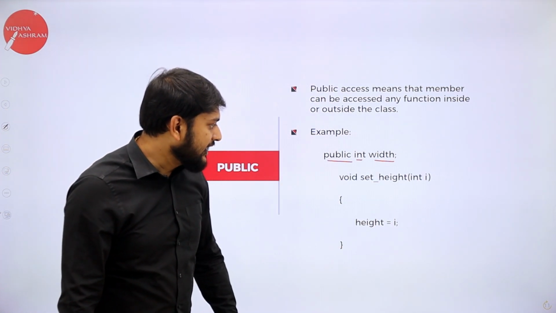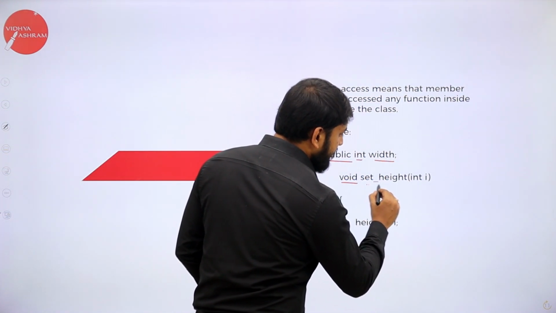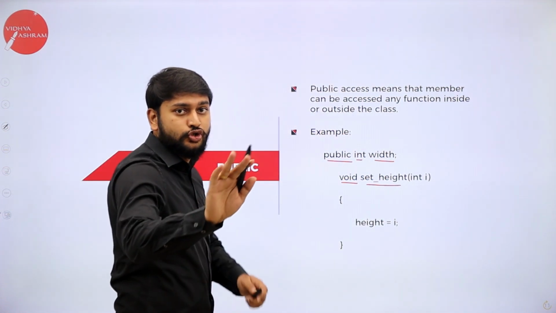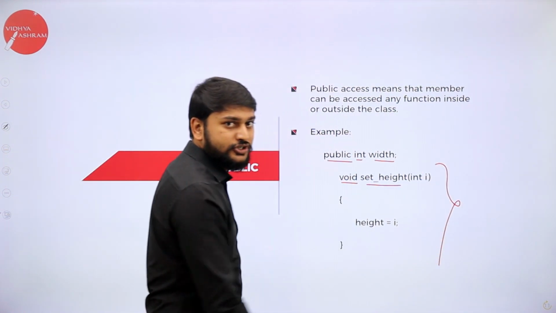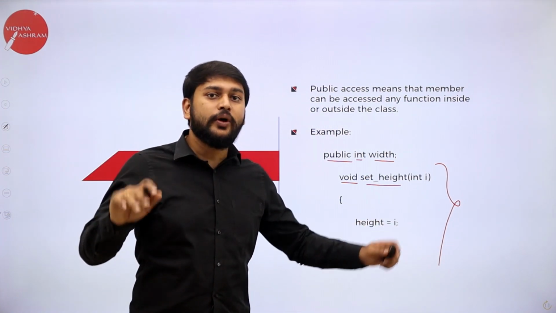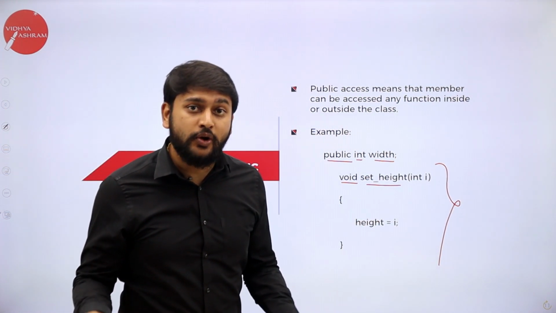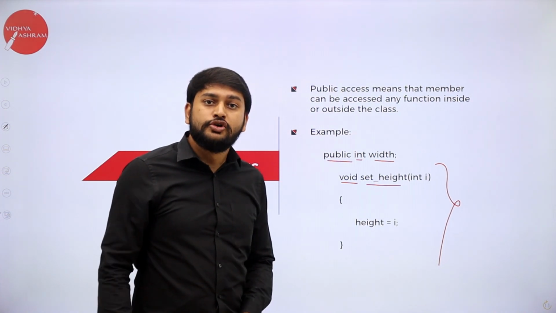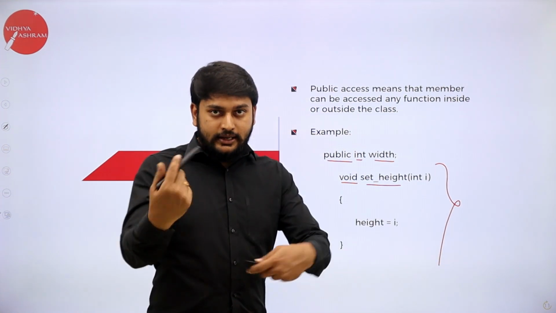They have given one more example here. They are using a function with void, and setHeight is the name of the function. Don't worry about all those things. The meaning of this example is that this function is also under the scope of public. Sir, why are you not explaining this function? Because I have not explained what a function is yet, so I will explain it in the next concept.